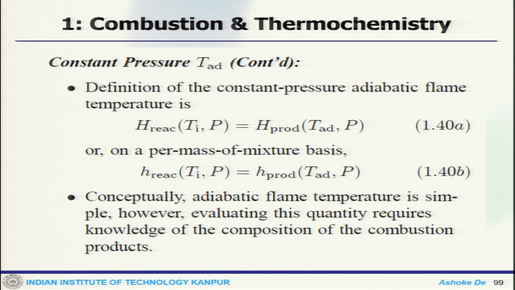So, the adiabatic flame temperature definition gives the reactant enthalpy at Ti and P equal to the product enthalpy at T adiabatic and P, and on a per unit mass basis you can find this out. One can calculate the adiabatic flame temperature, and it is a simple calculation, but it requires some knowledge of the composition of the combustion product. So, if I have methane which is reacting or propane which is reacting, then the combustion product needs to be known.